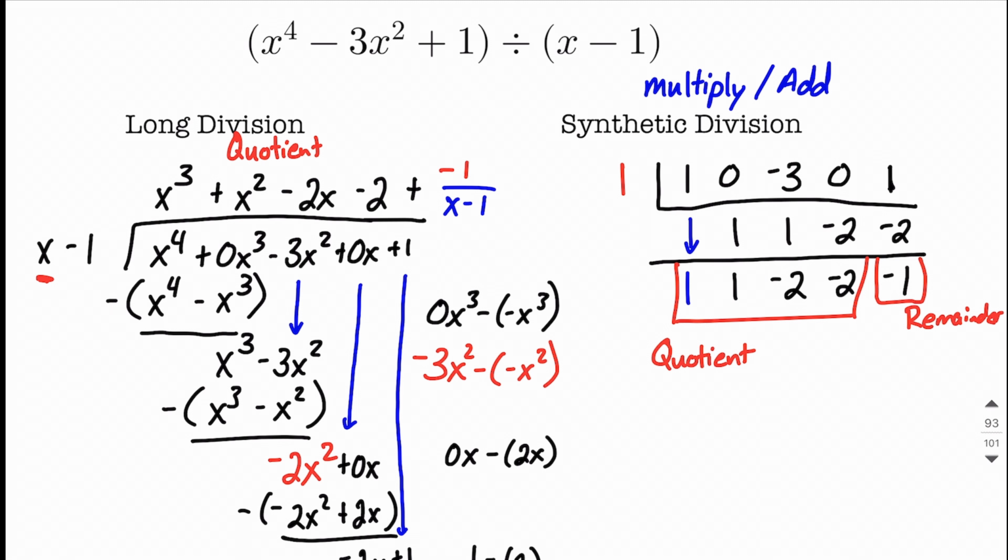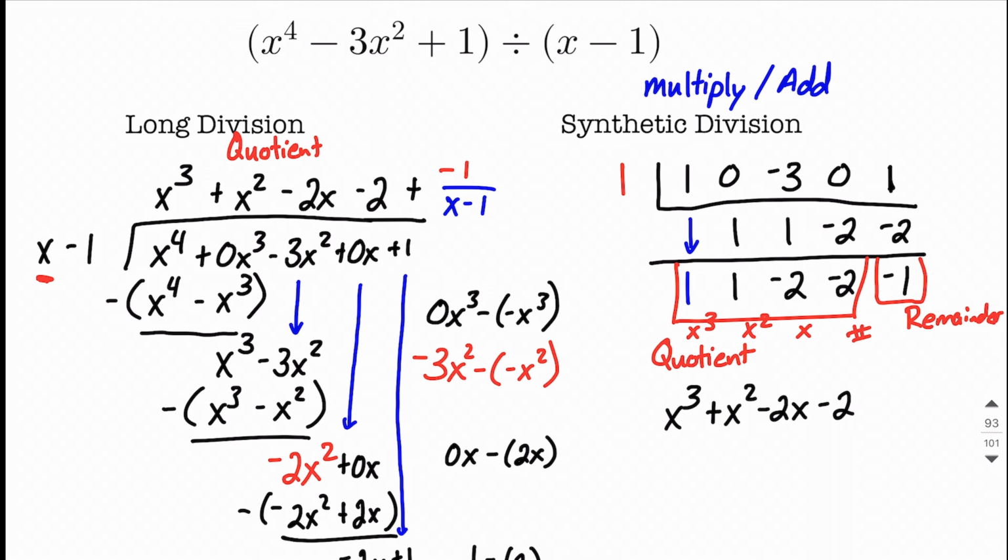All right, so how you read that is that last negative 2, the value right next to the remainder, is going to be a constant, and then it's going to be x to the first power, x to the second power, x to the third power with those appropriate coefficients. So overall here we have 1x to the third power plus positive 1x to the second power minus 2x to the first power minus 2.